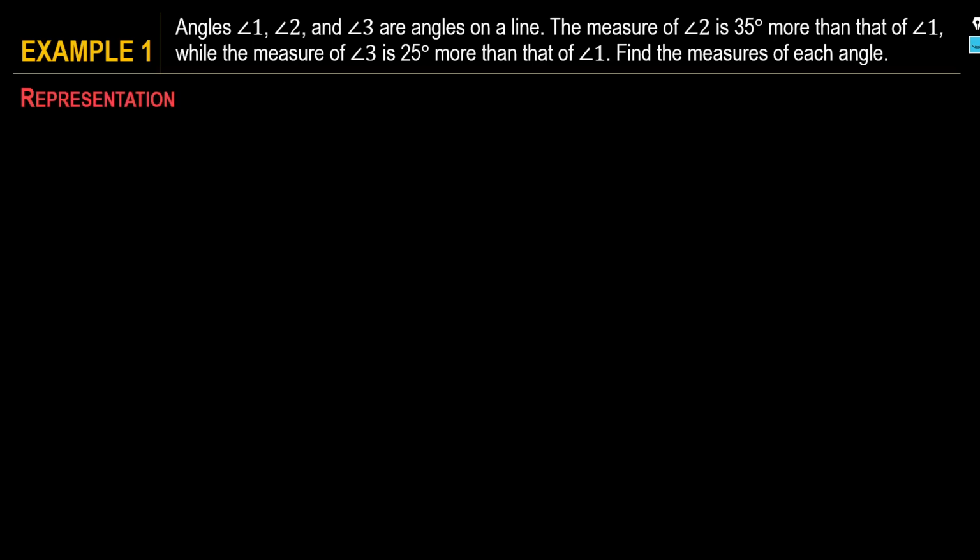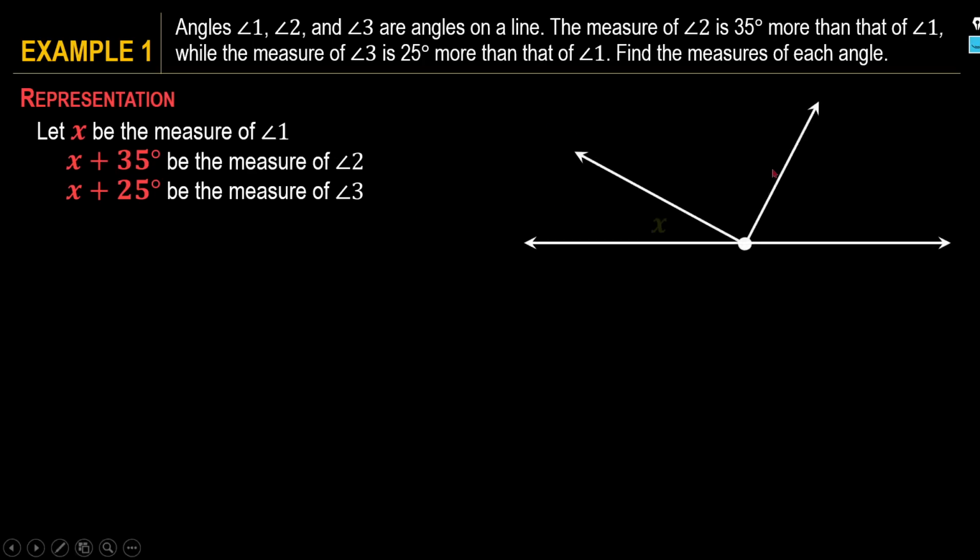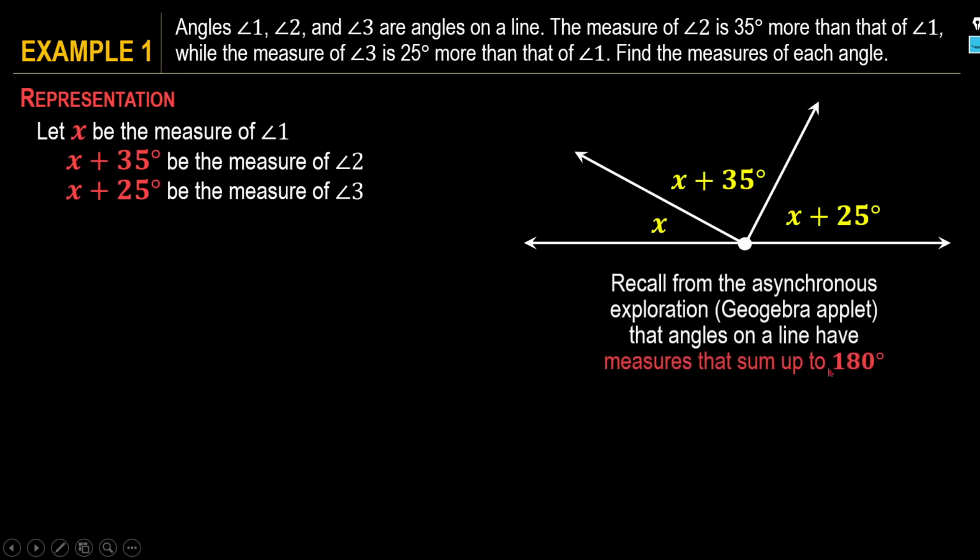So yung representation natin, I will let x be the measure of angle 1. And from there, I will base the measures of angle 2 and 3 to be x plus 35 degrees and x plus 25 degrees respectively. Now, again, this is a geometry-related problem. We draw. Doesn't have to be a really good drawing. Okay na yan. And label your angles with the measurements from the representation. Remember, these are angles on a line. Ano nga natutunan natin sa angles on a line from the GeoGebra applet? Their measurements sum up to 180 degrees.